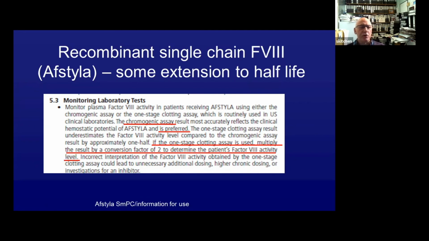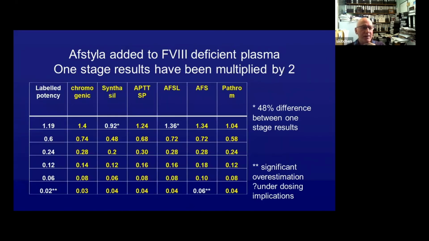Personally, I have some reservation about using correction factors in this way. I think it opens up the potential for transcription errors. And we looked at this locally in my own centre, shown on this slide, a number of different samples containing Afstyla at different levels, a number of different chromogenic and mainly one-stage assays. How close did we get to the labeled potency?